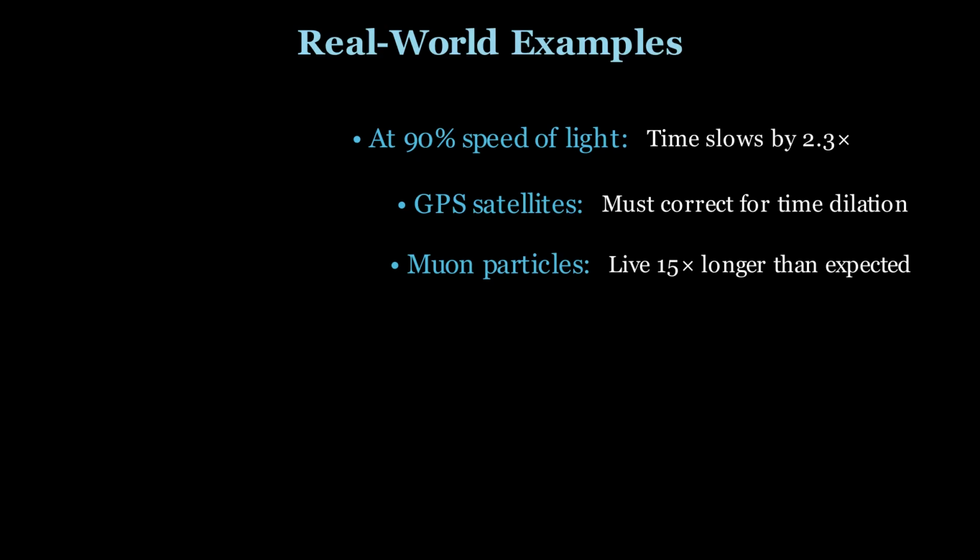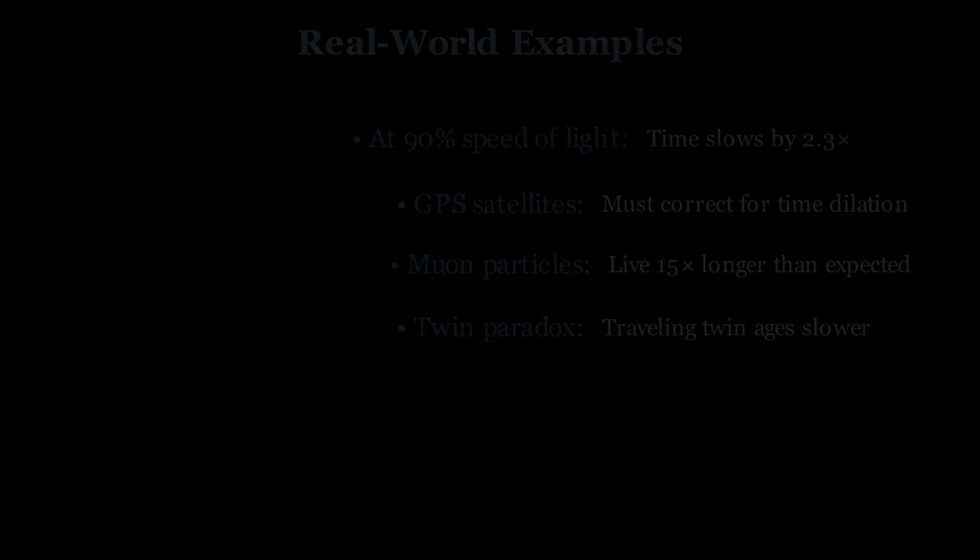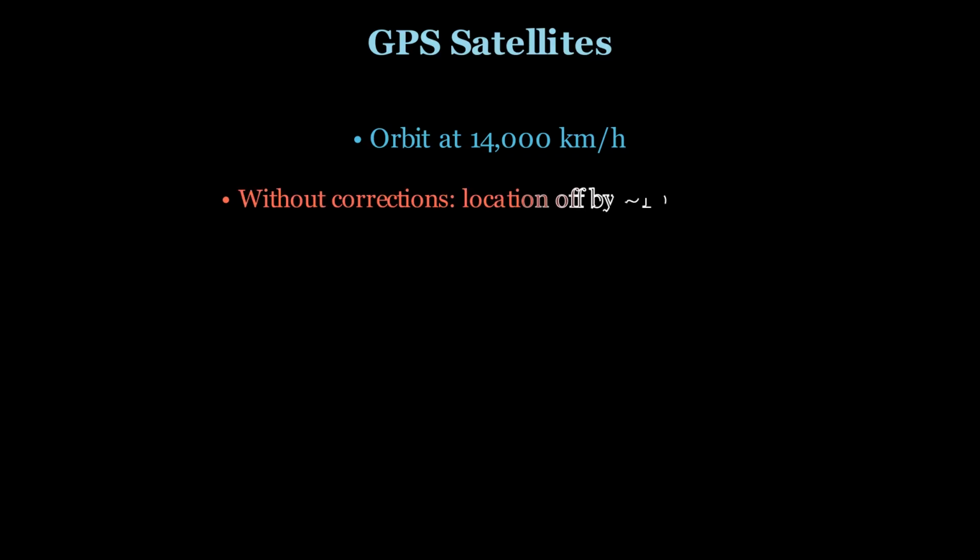0.9 c. GPS satellites have to account for time dilation. They orbit at about 14,000 kilometers per hour. Without corrections for both special and general relativity, your GPS location would be wrong by about 10 kilometers every day. The satellite's clocks run slightly slower due to their speed, but slightly faster due to being farther from Earth's gravity. The net effect must be precisely calculated.